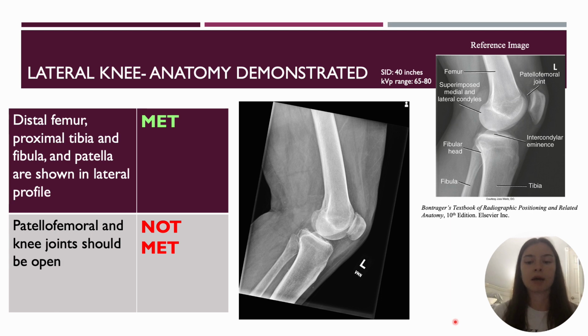So I did say not met for this one, although the knee joint does appear pretty open here. When you look at that patellofemoral joint space, it does not appear open. If you look at the reference image here, it appears way more open than the image here, which means that there might have been under or over rotation present in this case.